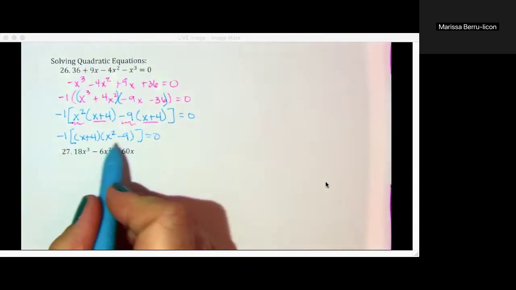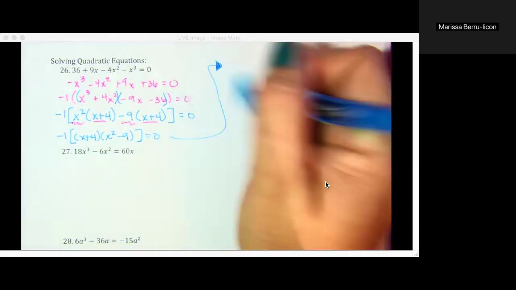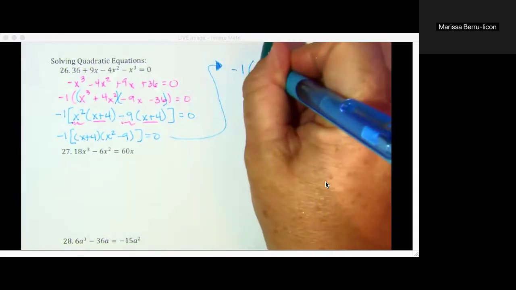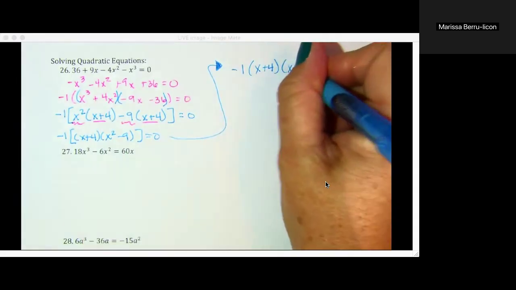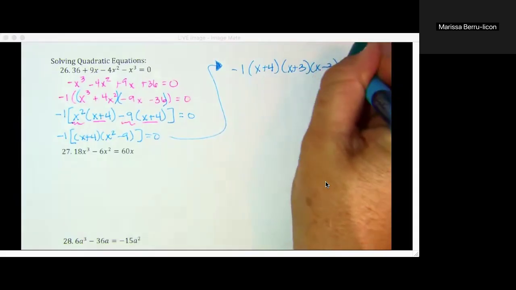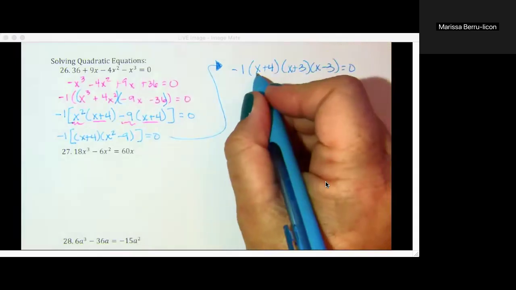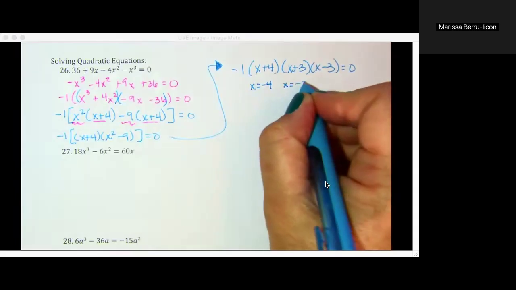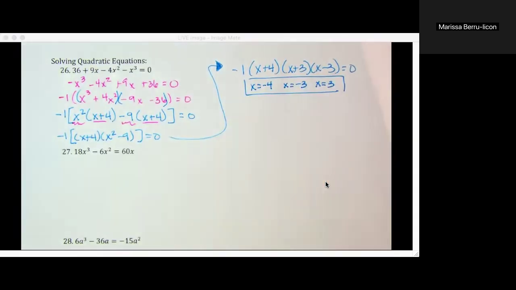Now I notice here that that's actually a difference of squares, so I can factor that one further. Let me move my work up here. And I have -1 times (x + 4), and that x squared minus 9 is going to become (x + 3)(x - 3). Well, this is completely factored now. I can set each of those factors equal to 0. And when I do that and I solve, x will equal -4, x will equal -3, and x will equal +3. So we have 3 solutions here.